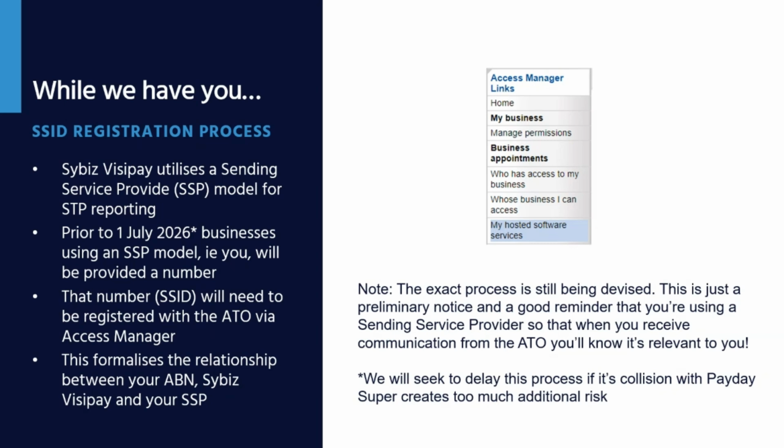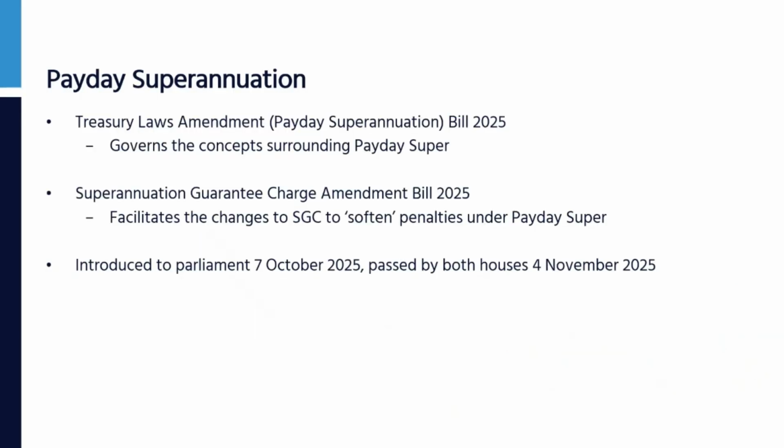So, a little bit more about it. It does just formalise the relationship between your ABN, Sybiz Visipay, and your sending service provider. So if you're running multiple companies under your Sybiz Visipay license, so multiple companies means multiple ABNs, you will need multiple SSIDs, and you'll need to register those individually for each individual ABN. So yeah, we'll obviously have more detail when it becomes more relevant, but just a heads up that is on the radar screen.